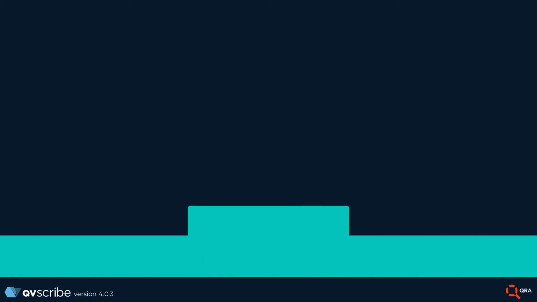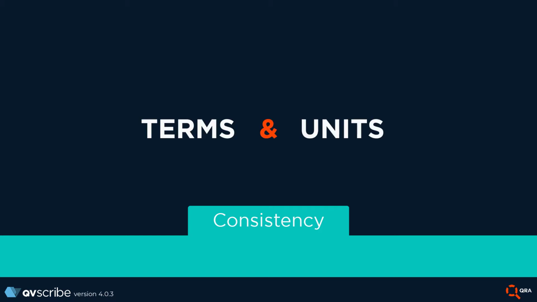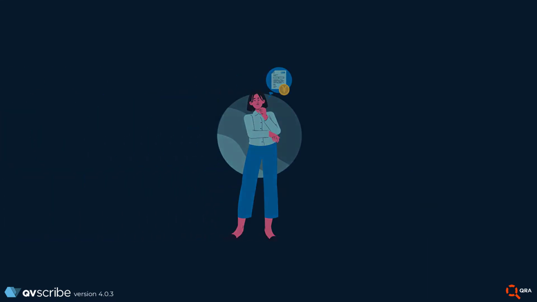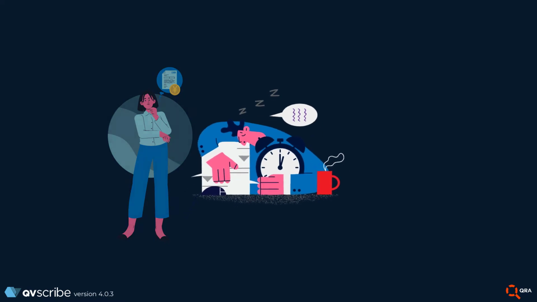So welcome back. This video is all about consistency. QVscribe's consistency tab was built to solve issues with terms and units. We tend to see many errors in requirement documents that could be avoidable, but difficult to spot, especially with large documents filled with hundreds and thousands of requirements. So instead of using our memories or hoping that the person conducting a document review had enough coffee that day to spot all those errors, let's see how QVscribe tackles unit and term consistency.